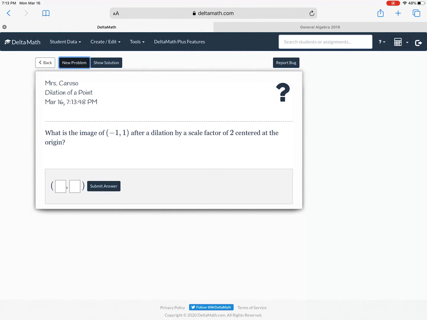What about, I'm just scanning. I'm just scrolling through trying to get something different. Did we do a scale factor of 4? I'm looking for like a fraction. I like this one. All right, what is the image of 4, negative 2 after a dilation by a scale factor of 1/2? All right, you know what to do.